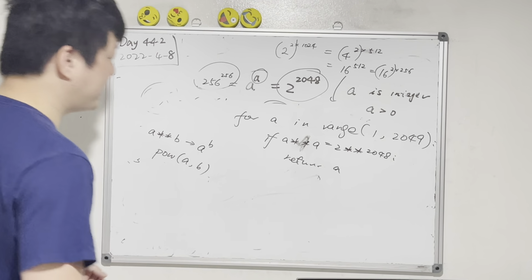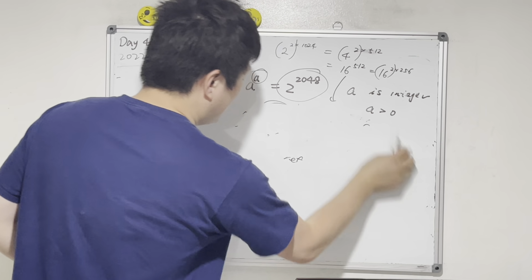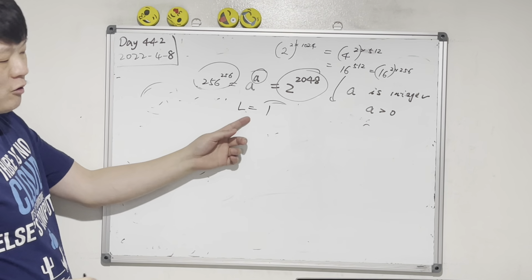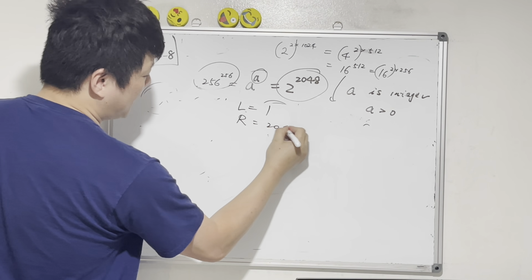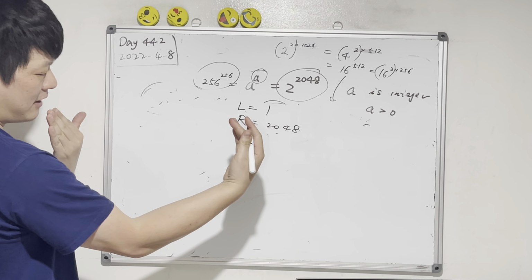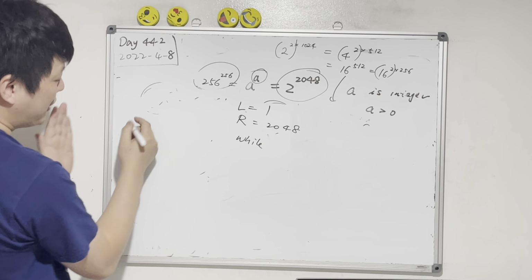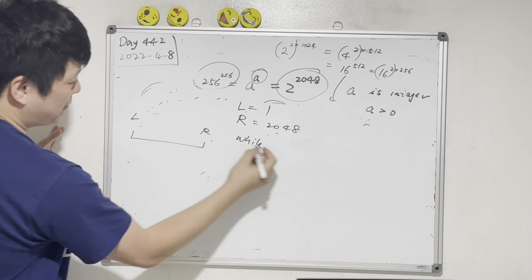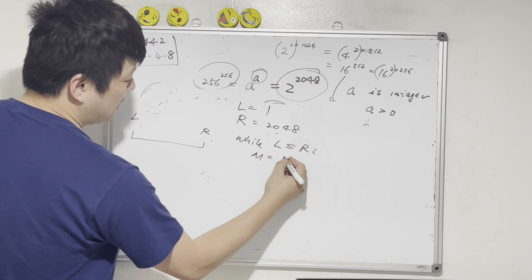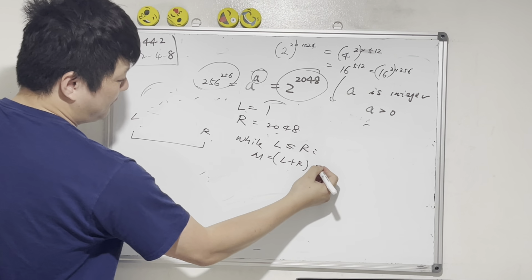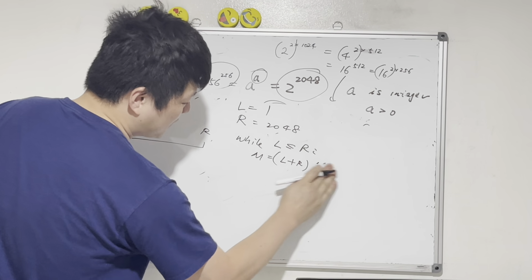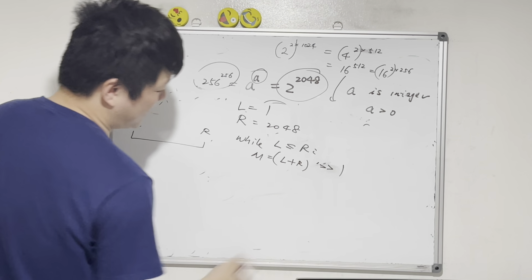Okay, but we can do it with binary search. So the lower bound is 1, and the upper bound is 2048. In binary search, we loop while the left and right do not cross: while L is smaller than or equal to R. Then the middle equals (L plus R) divided by 2, right? Find the middle. Or you can do L plus R, shift right by 1. This is the same thing.